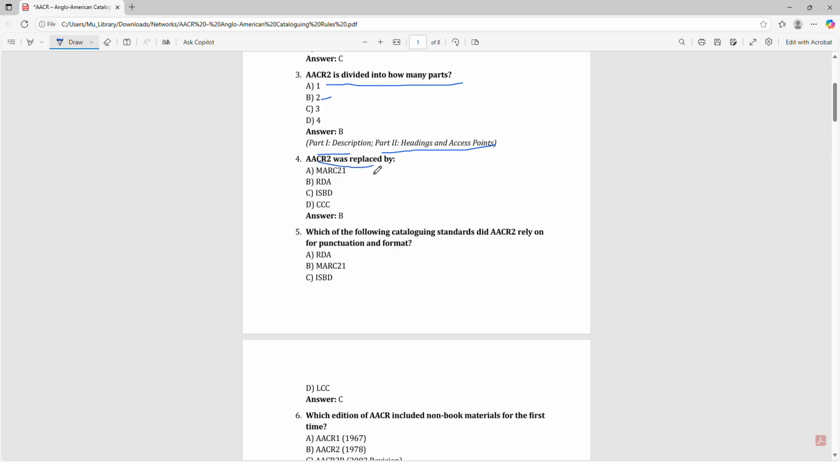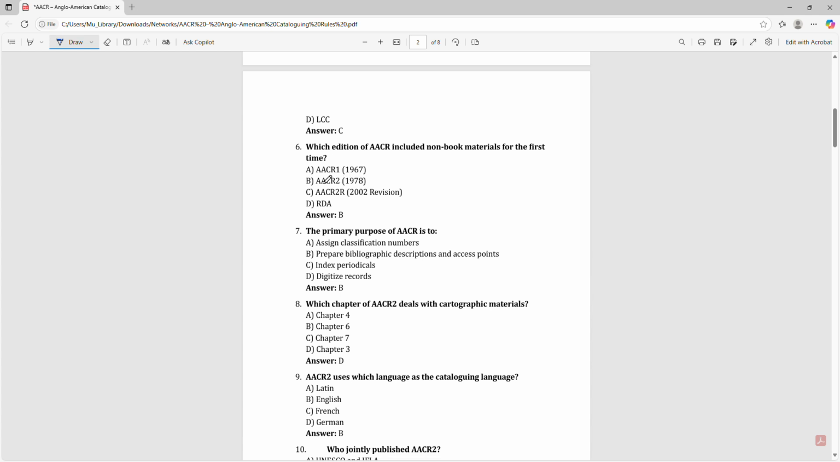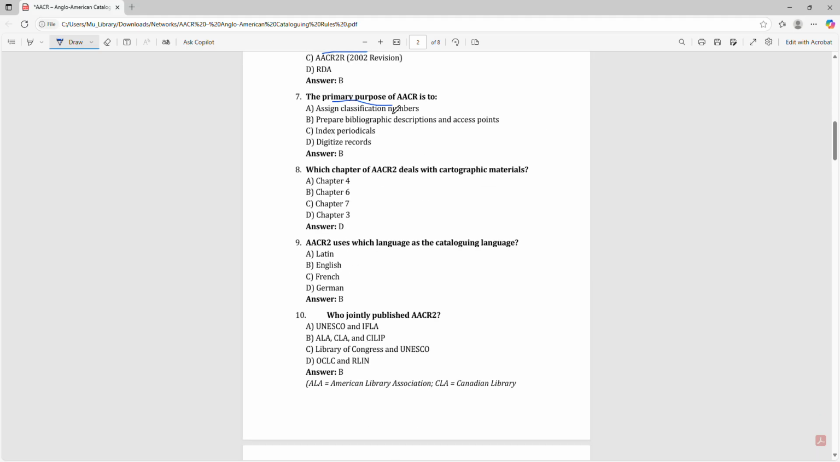AACR 2 was replaced by the RDA. Which of the following cataloging standards did AACR 2 rely on for punctuation and format? That is ISBD. Which edition of AACR included non-book materials for the first time? AACR 2, 1978. The primary purpose of AACR is to prepare bibliographic description and access points.